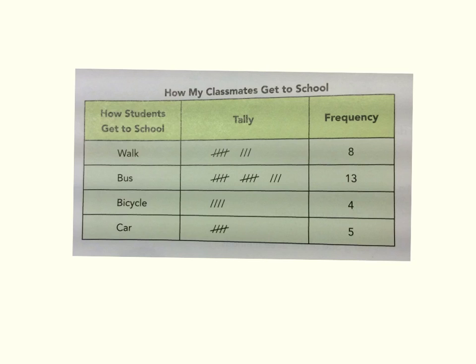In this case, the frequency of classmates who walk to school is 8. The most common form of transportation here would be bus at 13. The least common would be bicycle at 4. There's one more classmate who comes to school by car than by bike. And we can find out from this tally chart that Sean collected data from 30 classmates, not counting himself. We can learn quite a lot of information from this very simple survey and tally chart.